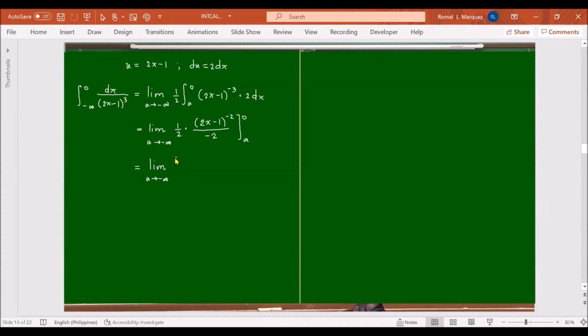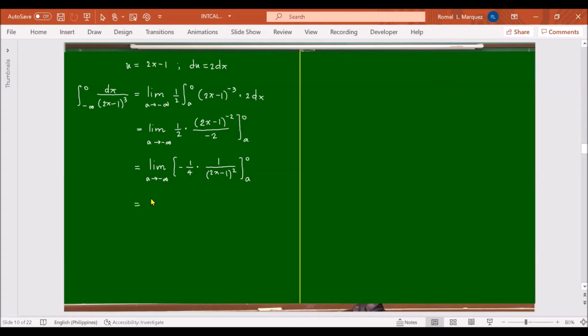So that is equal to the limit as a approaches negative infinity. So here we have 1/4. So that is negative 1/4 times what? 1 over (2x minus 1) squared, evaluated from a to 0. Okay?